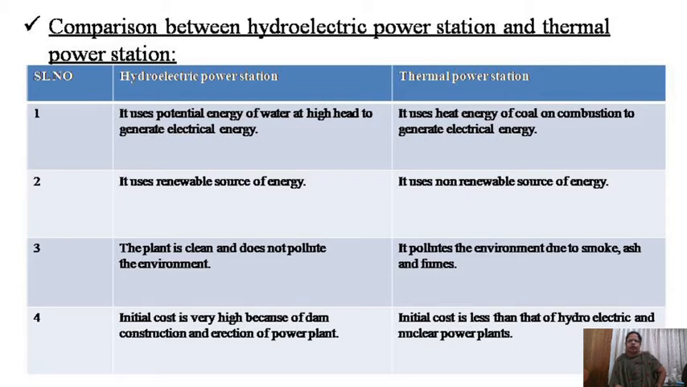and that pollutes the environment. In the hydroelectric power plant, the initial cost is very high because of the construction of the dam and the erection of the power plant. It is due to the construction of the dam and the erection of the power plant that the initial cost is high. In the thermal power plant, initial cost is less than that of the hydroelectric and the nuclear power plant.